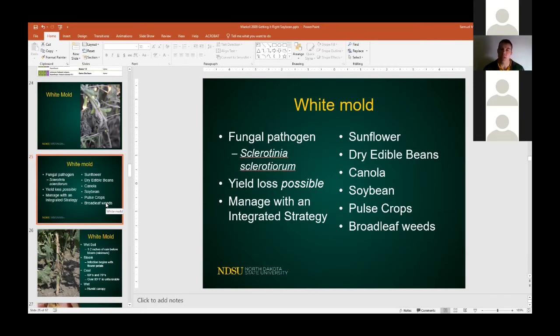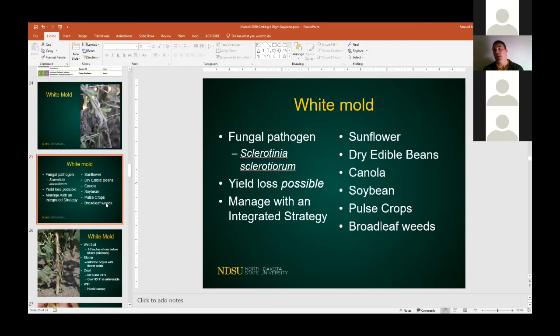So the first is that it's a fungal pathogen, and it's called Sclerotinia sclerotiorum. So if you ever hear Sclerotinia, white mold, or sclerotia, being the little black structures, it's because of the pathogen, how it's named. But you get yield loss, and you need to manage it with an integrated strategy. There's not a silver bullet for white mold. There's really not a silver bullet for white mold on any of the crops we grow.